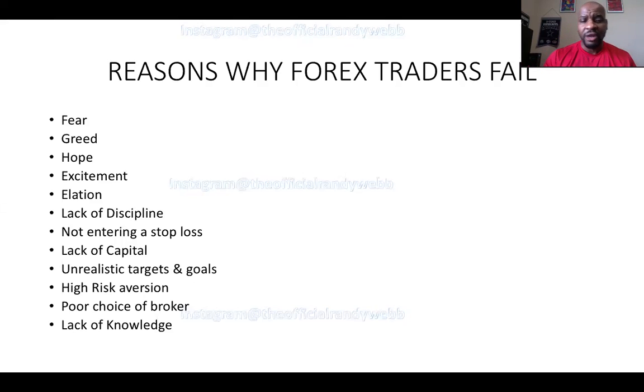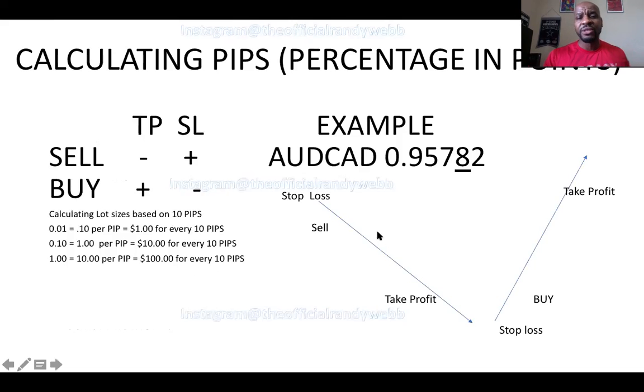Then unrealistic targets and goals, high risk aversion, poor choice of brokers. So your brokers have high spreads and things of that sort. So you're not really profiting because you're getting the commissions knocked out of you from your broker. So just make sure that you understand this. And then one that we can really fix, at the end of the day, everything comes down to your lack of knowledge. You've got to learn, just have a strategy, stick to it. You're going to take losses. That's a part of the game. Okay, so let's just jump into this information right now.